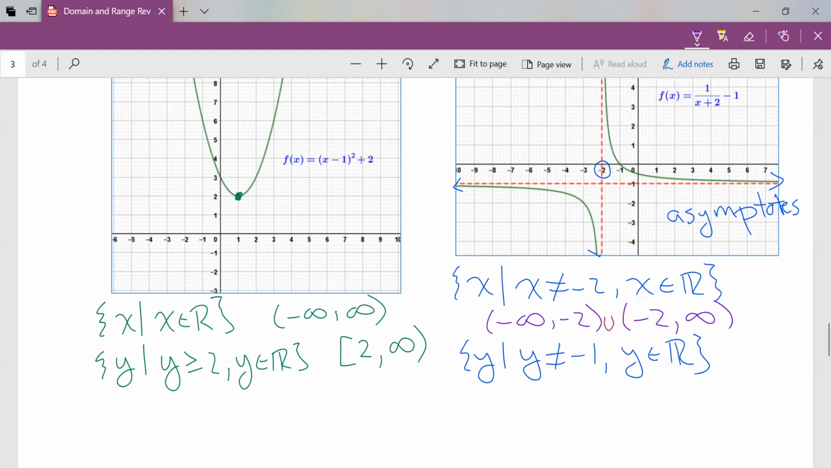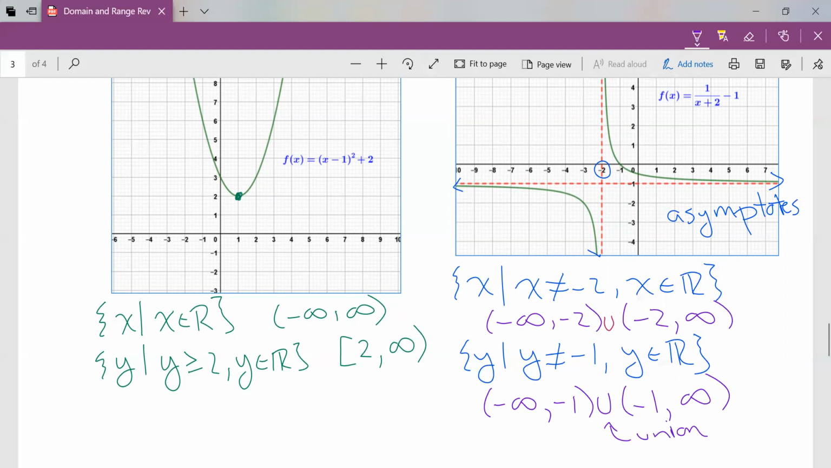Same thing for our range here. So the graph never stops going down, but it approaches -1 and it never touches -1. And then on the other side of -1, it grows without bound to infinity. And again, if you wanted to, you could put that U there, and that U means union, just like it does in real life. It's a couple of things joining together.